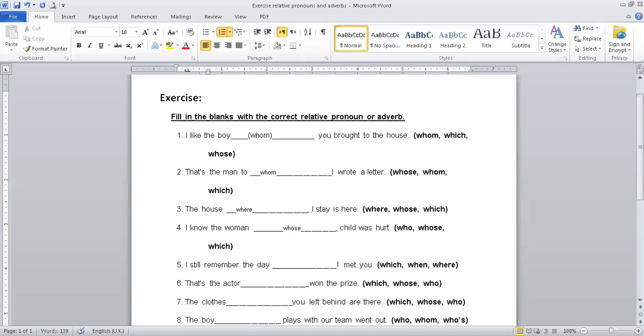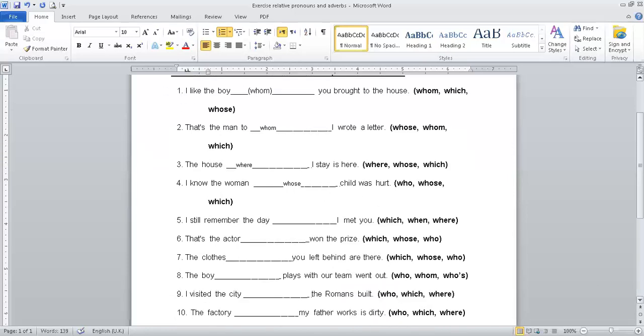I know the woman whose child was hurt. Notice that child is a noun. Whose is always followed by a noun. Child is the noun. This sentence shows possession. Okay, 5.